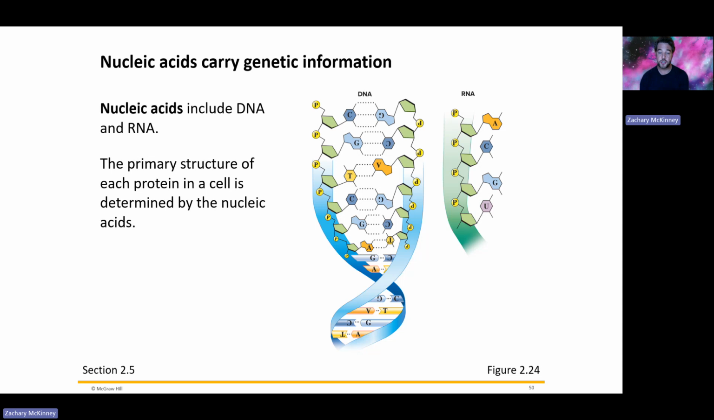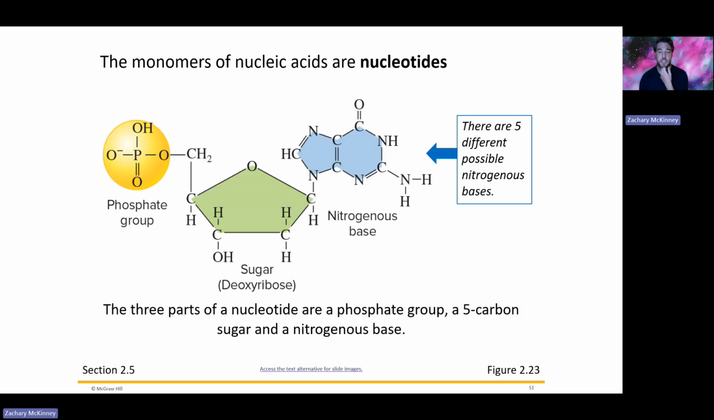You can see there's different structures here. DNA is double-stranded, so there's two strands of DNA, one single strand for RNA. Also, they have different nucleotides. So we're going to get into some of the specifics of that. So let's first look at a nucleotide.